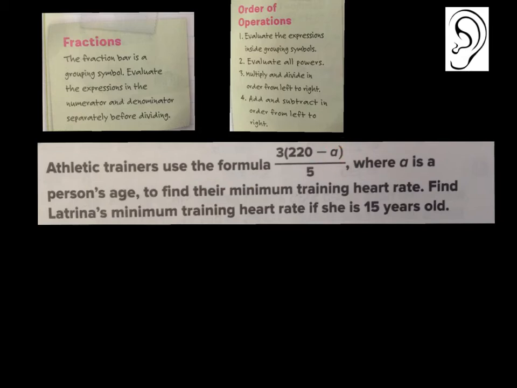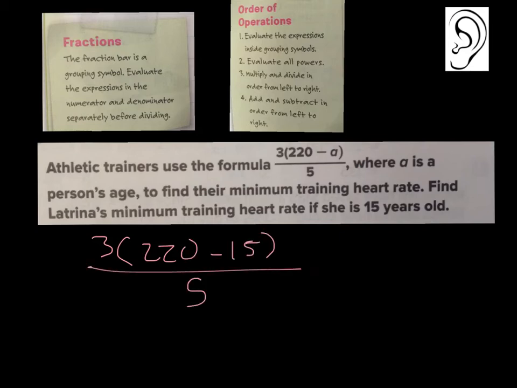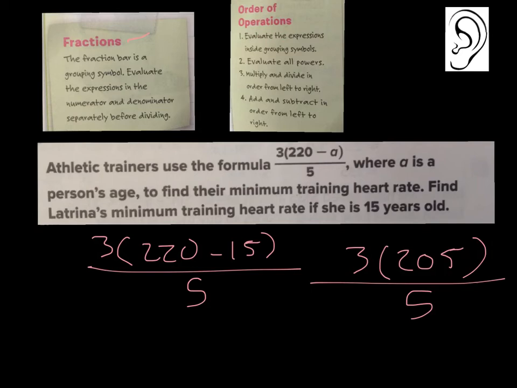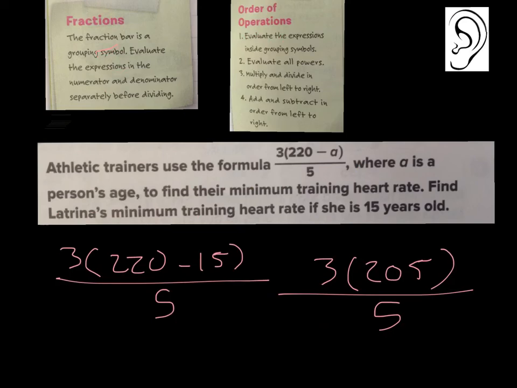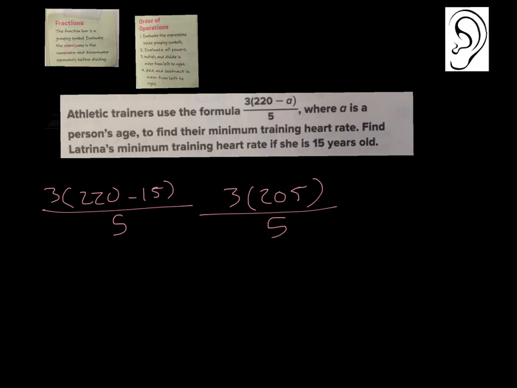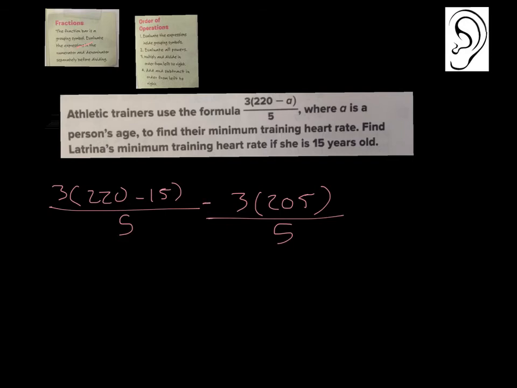If I rewrite, I'm now down to 3 times (220 minus 15) divided by 5. As I go through my order of operations, I do my stuff in parentheses and grouping symbols first. So I do 220 minus 15, and I'm left with 3 times 205 divided by 5. I'm going to shrink some stuff down so I have a little more room. So now our new equation is 3 times 205 divided by 5.